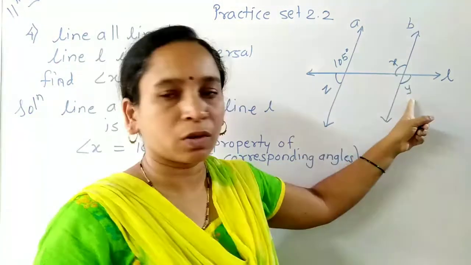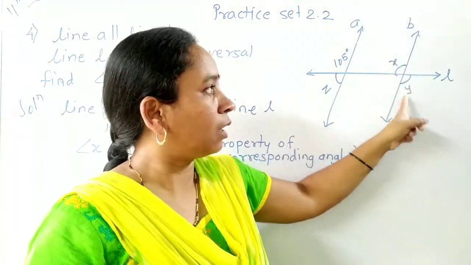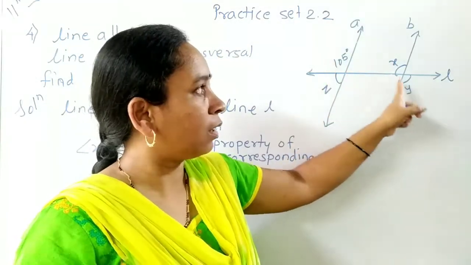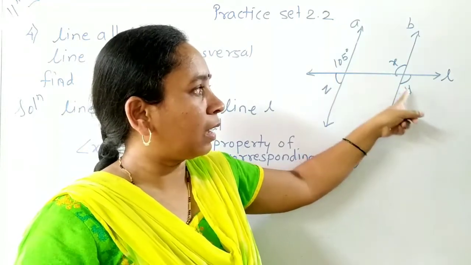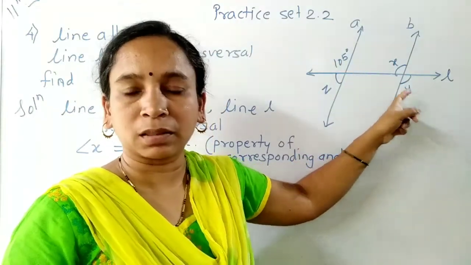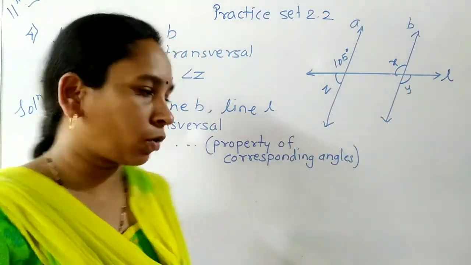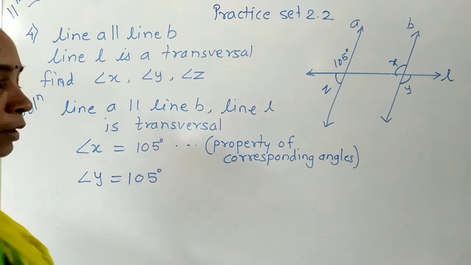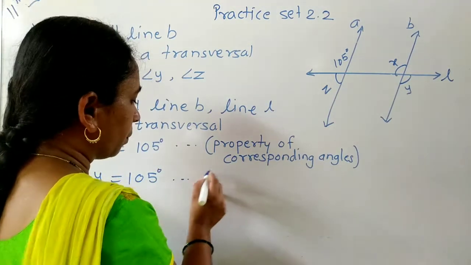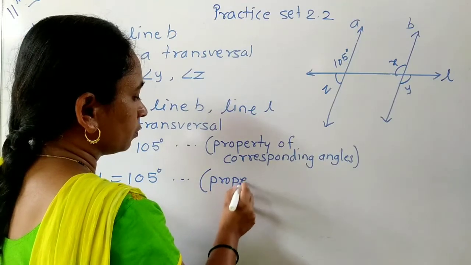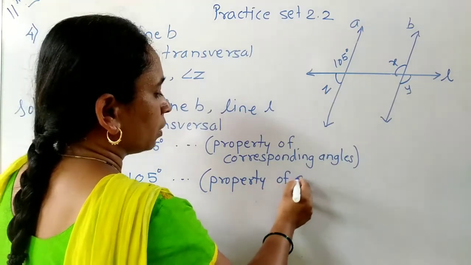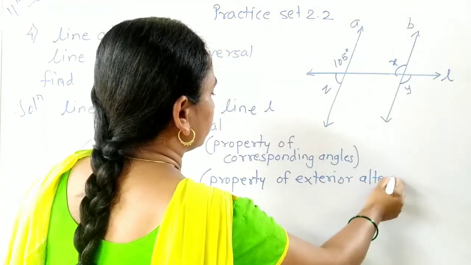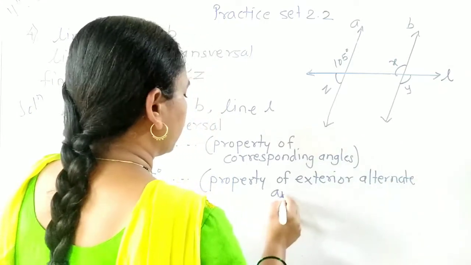Now, check the relation of Y. If you observe these 105 and this Y, they are exterior alternate angles, and exterior alternate angles are always congruent. So, here angle Y is equal to 105 because of the property of exterior alternate angles.